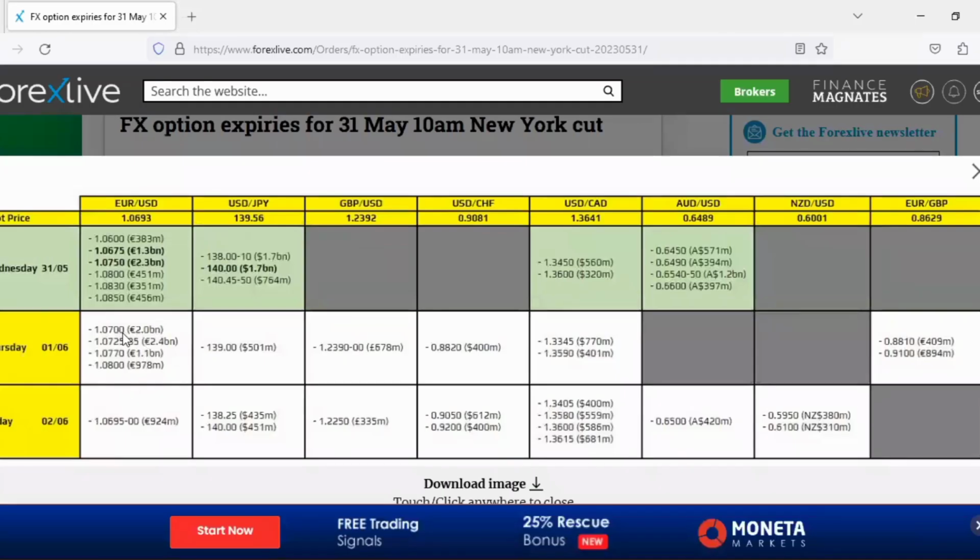So this is what happened on Thursday. On Wednesday, we are having this to 850. Then on Thursday, we are still having from 0700, we have 2 billion, 2.4 billion, 0725, 0770, then 0800. This is still going up. Considering where we are, it's still going up. So 0700, 725, 770, and 800.